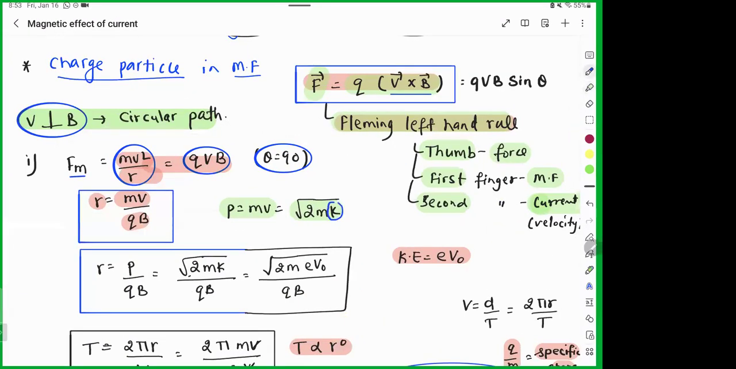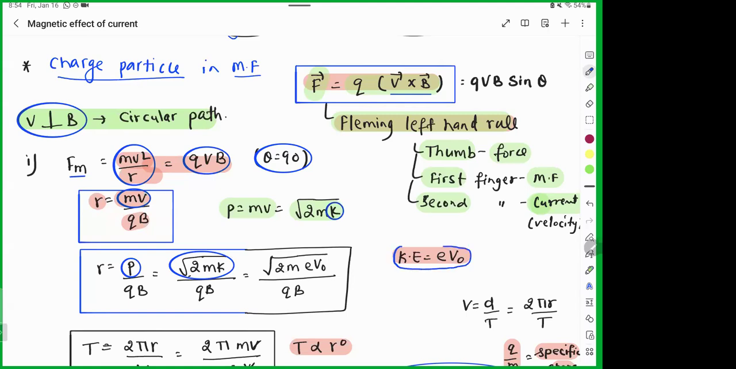KE, kinetic energy, yes. P is equal to mv. P is linear momentum. Linear momentum is equal to mv, also equal to root 2mK, where K is kinetic energy. Correct? So instead of mv, you can write p, linear momentum. Instead of p, you can write 2mK under root. This is possible.